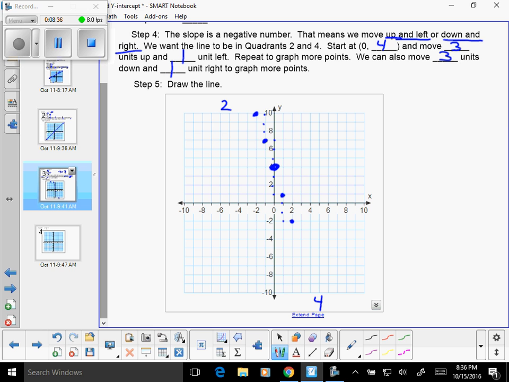Excuse me. 1, 2, 3, down, 1 to my right. 1, 2, 3, down, 1 to my right. And I can't go any further because I'll be off my grid. Now I can graph my line.